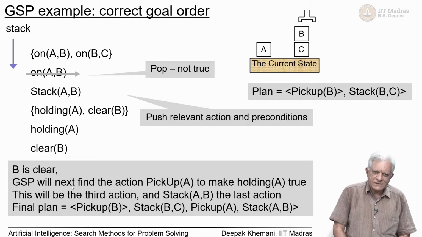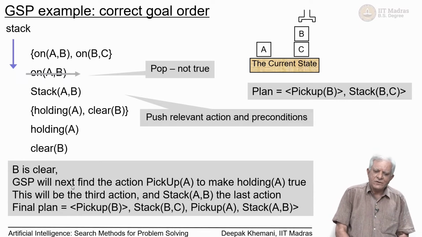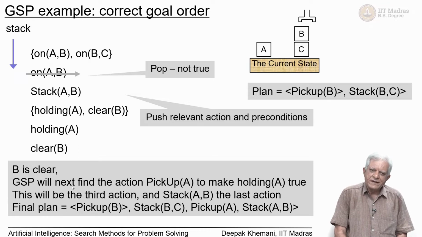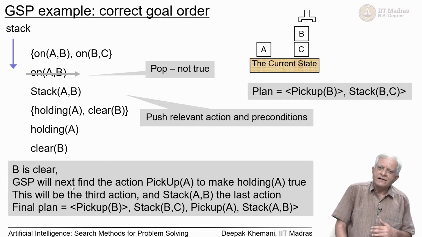So, we have been looking at goal stack planning, and the important thing to remember about goal stack planning is that it takes the goals that you want to achieve and attempts them in some linear order. So, if there are 2 or 3 goals, let us say G1, G2, G3, then it will attempt to solve one first, maybe let us say G1, then G2, then G3.